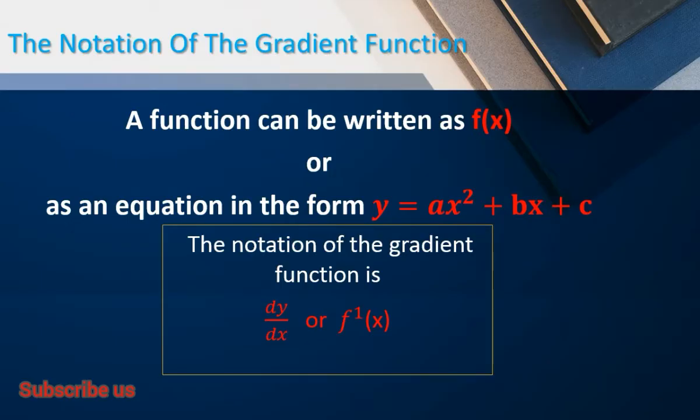The notation of the gradient function. A function can be written as f(x) or as an equation in the form y equals ax squared plus bx plus c. The notation of the gradient function is dy by dx or f dash x.